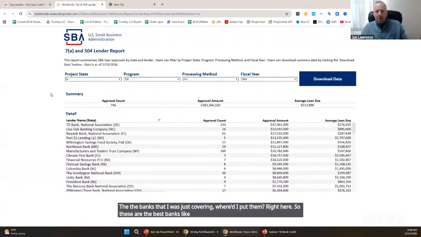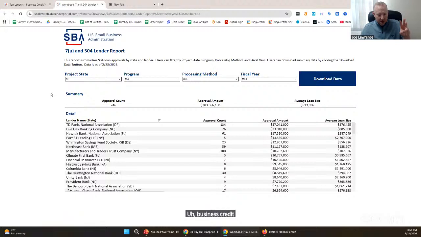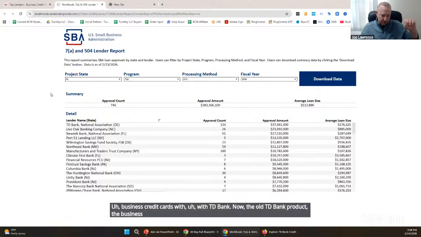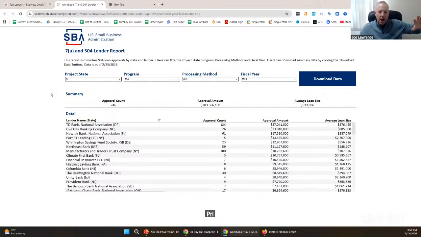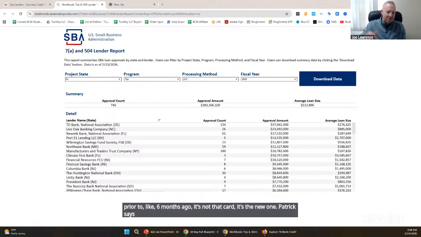Like TD Bank, for example, they have a new business credit card product. I have a student that has three business credit cards with TD Bank. Now the old TD Bank business credit card, prior to like 6 months ago, is not that card, it's the new one. Patrick says, great information from a proven source. Thanks, and you're very welcome.